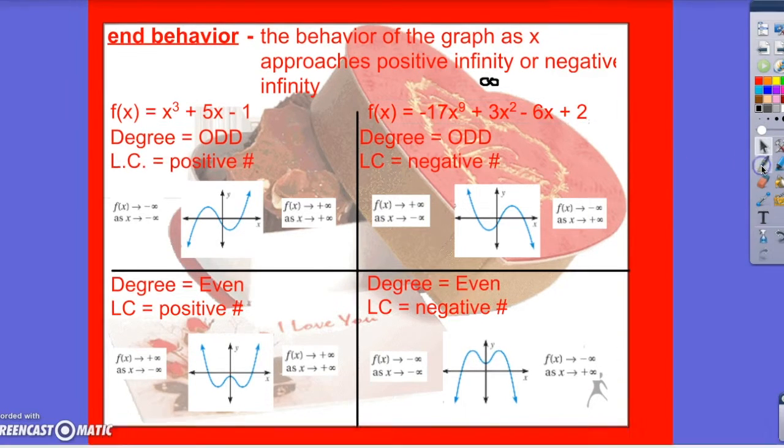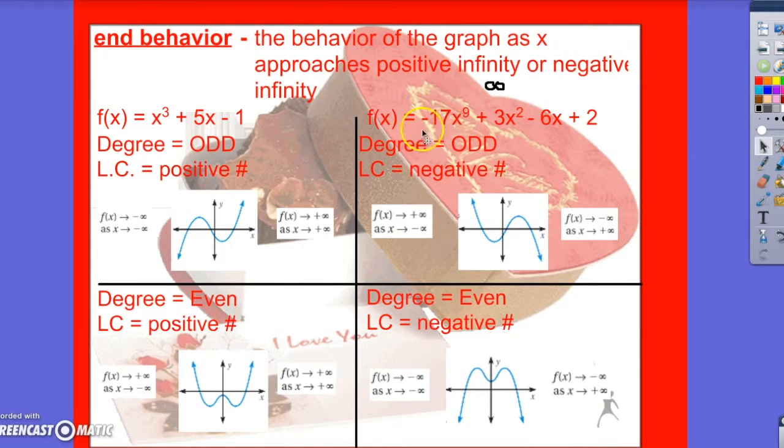Like I said, I'm just making these up off the top of my head. If I look at my highest power here, my degree is odd. 9 is odd. I have negative 17. That's a negative number. And then you get the idea about for even.